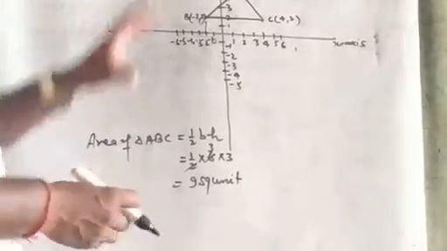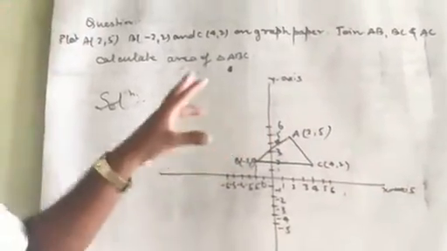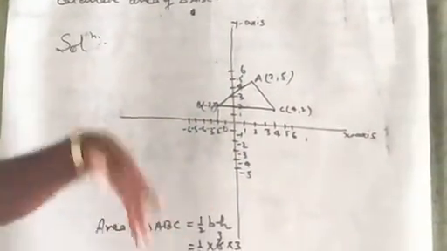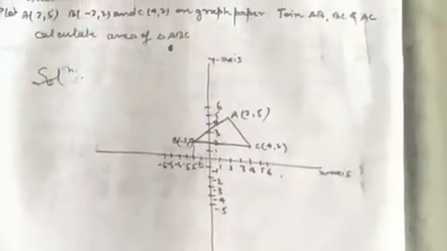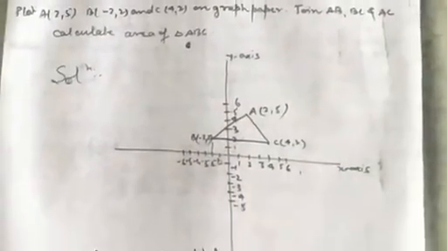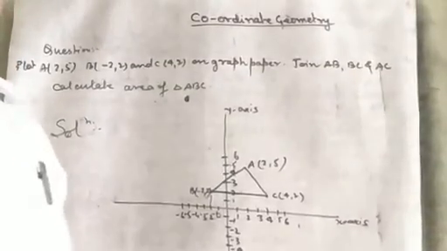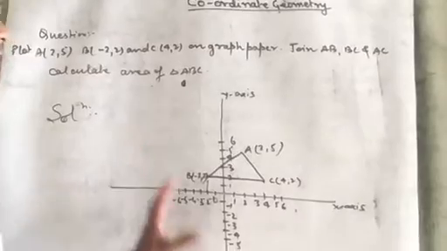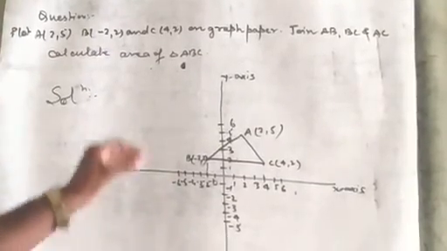In this way, first you plot the points on the graph paper and join the points. By joining the points, which figure is formed? Calculate the area. If a triangle is formed, then 1 by 2 into base into height. If a rectangle is formed, then what? Length into breadth. If a square is formed, then side squared. In this way you can calculate the area of a triangle, square, trapezium, all these figures. In this way we can solve the question, and in this way complete this chapter also.